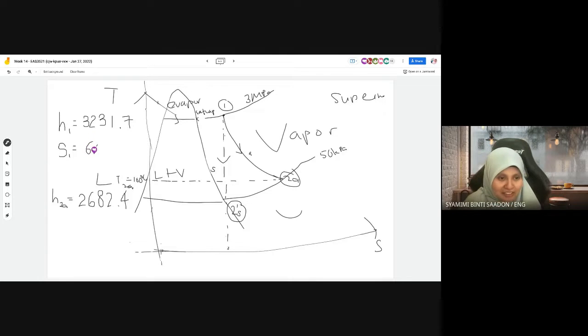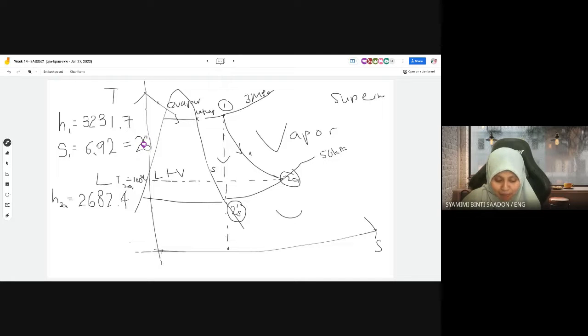Betul tadi. So S2S is the same as S1. Okay, everyone understand why it is the same as S1? Because we assume ideal case. So ideal case means that no energy loss. So no energy loss means that entropy is the same. Not that entropy is zero. Entropy is the same. Okay, maintain the same from the inlet to the outlet, from point 1 to 2S.